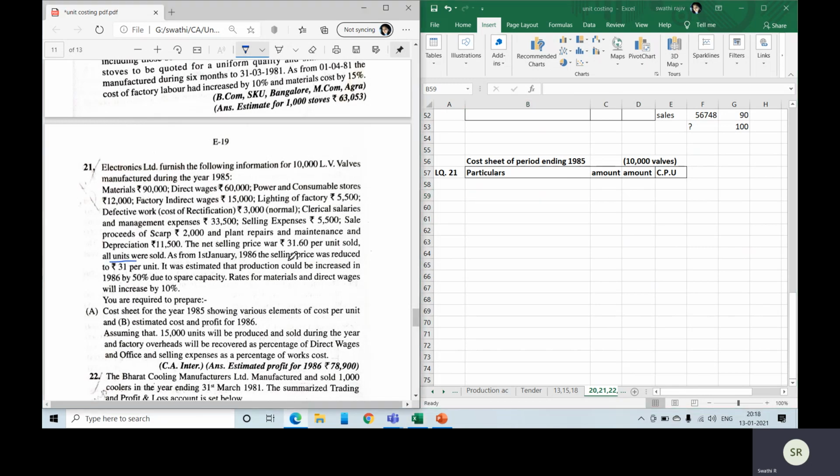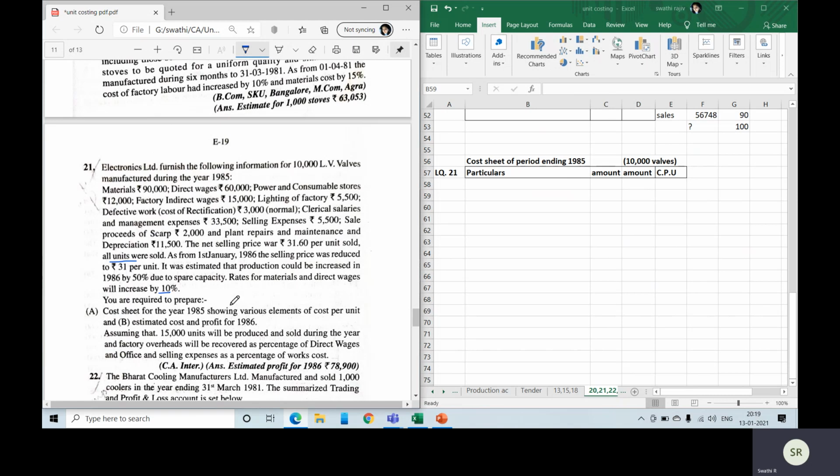As from 21st January 1986, the selling price was reduced to 31 per unit. That is next year. It was estimated that production could be increased in 1986 by 50% due to spare capacity. Rates for material and direct wages will increase by 10%. Now, they're asking us to prepare a cost sheet for the year 1985 showing the various elements of cost per unit. That's the first thing we will be doing. Then the estimated cost and profit for 1986, that is next year. That is our estimated cost or tender, whatever we call it.